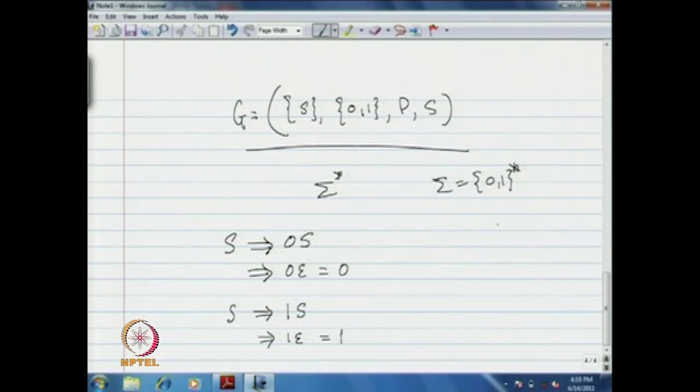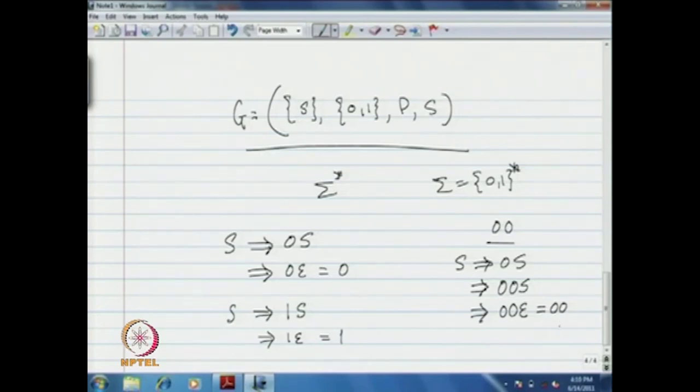If you want 0 0 to be generated, consider the first rule once, you can derive like this, and then you apply the first rule once more, you can generate the string 0 0 S. Now, if you apply the third rule, 0 0 epsilon, the empty string epsilon, that is essentially 0 0.